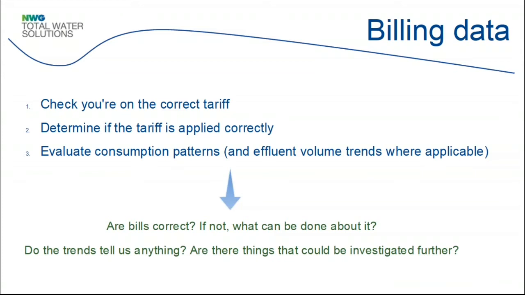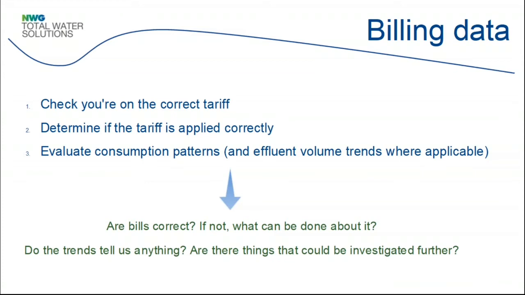And mistakes on bills do happen. There are hundreds of thousands of bills that are issued by water companies every year, and even though large parts of that process are standardized, unfortunately mistakes do happen. So we will look at your bill and make sure that your tariff is correct and has been applied correctly. The distinction there is that sometimes water companies have different tariffs depending on your annual consumption.